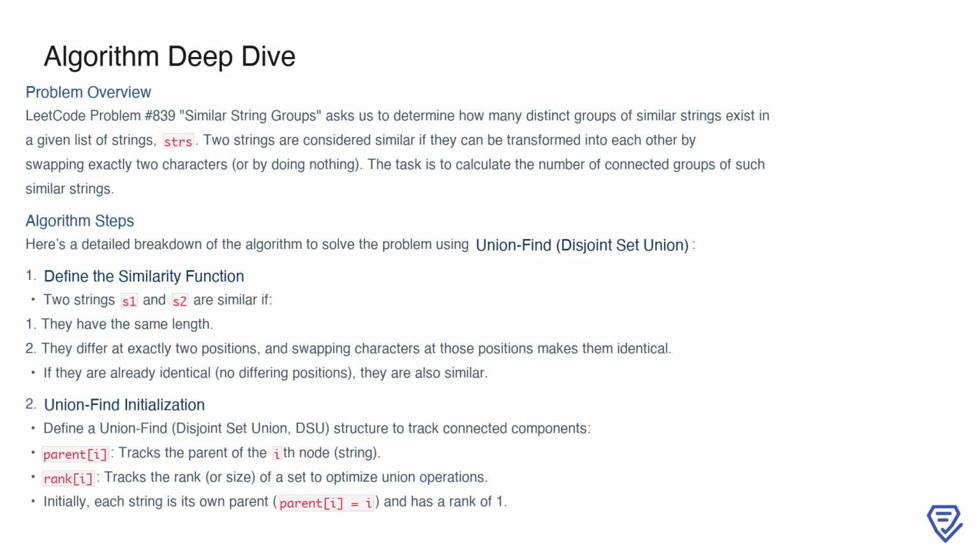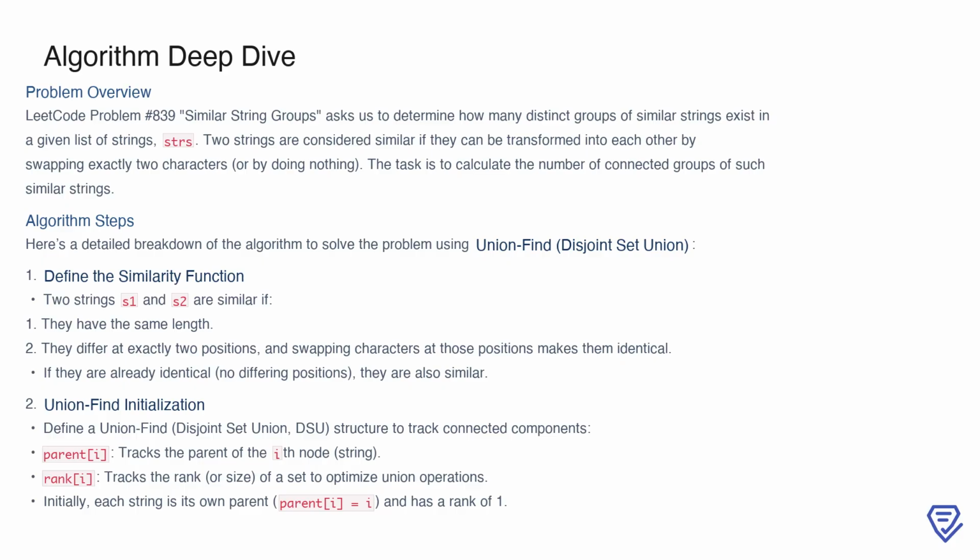To solve this, we will use the union find algorithm, which is also known as disjoint set union. The solution can be broken down into key steps. First, we define the similarity function to determine if two strings are similar. For this, the strings must be of the same length, and they can only differ at exactly two positions, where swapping those characters would make them identical. Additionally, if two strings are already identical, they are also considered similar.